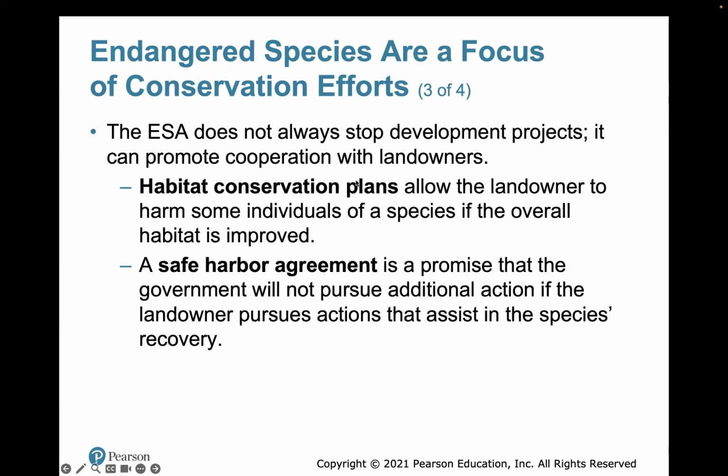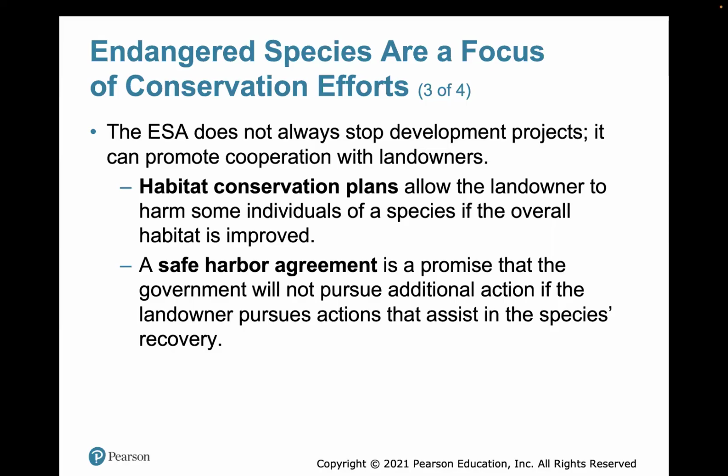They do not always stop development projects, and they can promote cooperation with the landowners. So, for example, habitat conservation plans allow landowners to harm some individuals of the species if the overall habitat is improved. So if overall it is helping the population, then they can remove a few of them. And a safe harbor agreement is a promise that the government will not pursue additional action if the landowner pursues actions that assist in the species recovery.